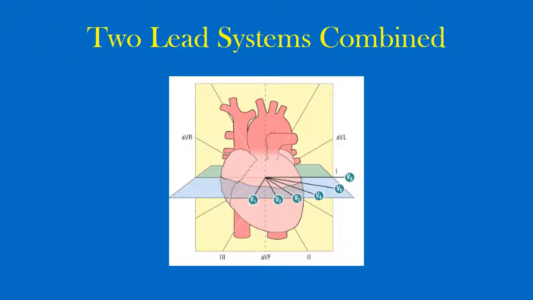Now let's combine the limb and precordial leads. So where do you think the EKG would show changes if you had a problem in the inferior part of the heart? Well, let's look at where's the inferior part of the heart, down here. And what leads are there? Well, we have 3, AVF, and 2. So 2, 3, and AVF look at the inferior aspect of the heart. So certain changes in these leads could point to an inferior wall MI.